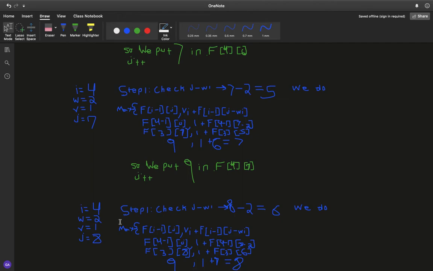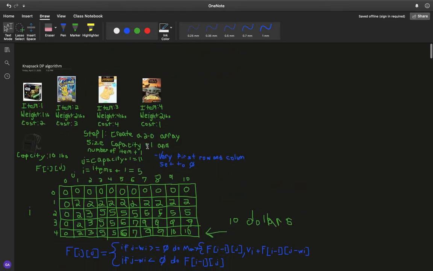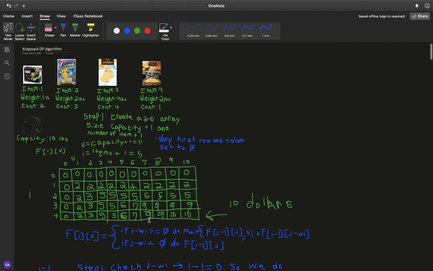The only thing changing from before, j is now 7, so we check this first part, f sub 3 of 7. And right here we add 1 to f sub 3 of 5, since we got 7 minus 2 because of that j minus the weight. So f sub 3 of 5 is 6, and f sub 3 of 7 is 9. So 1 plus 6 is 7. But since 9 is greater than 7, we would put 9 in f sub 4 of 7. f sub 4 of 7 is 9.